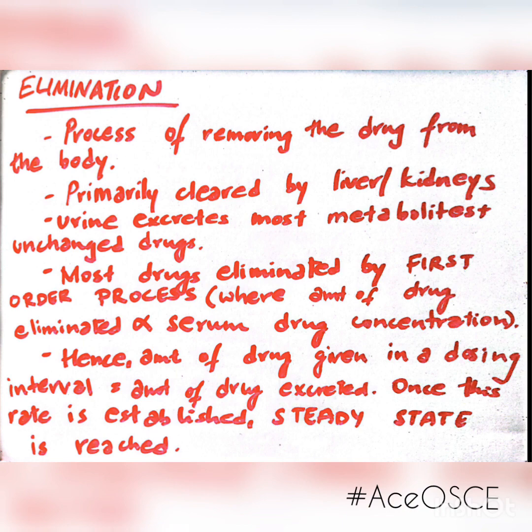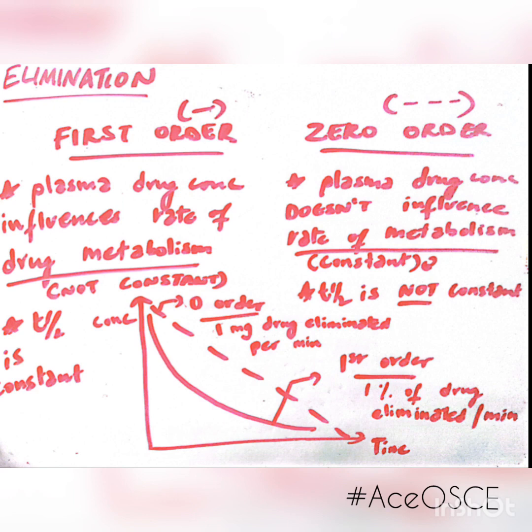Now I'm going to show you a slide comparing first and zero order kinetics. In terms of first order, the plasma drug concentration influences the rate of the drug metabolism. Also, this drug metabolic rate is not a constant in first order reactions. However, in zero order reactions, plasma drug concentration does not influence the rate of metabolism, and the rate of metabolism itself is constant. One more major difference is that in first order kinetics, T-half or half-life, which I discussed in my previous metabolism video, is a constant, whereas in zero order kinetics, T-half is not a constant.